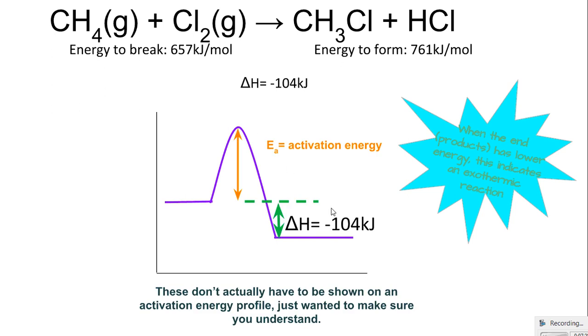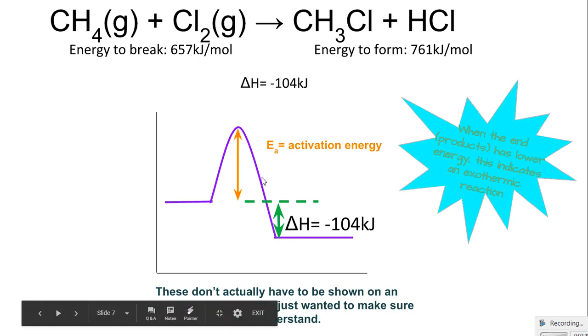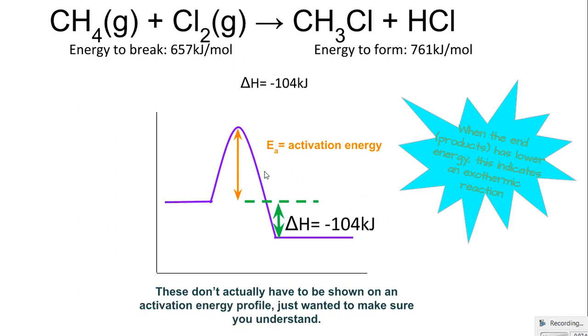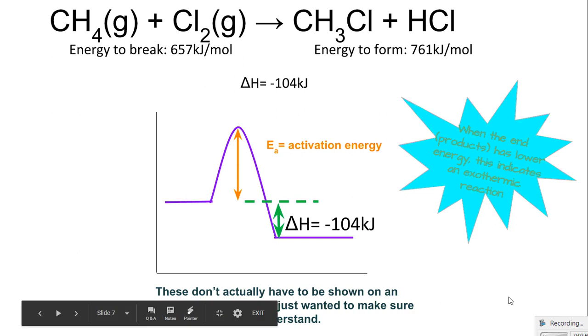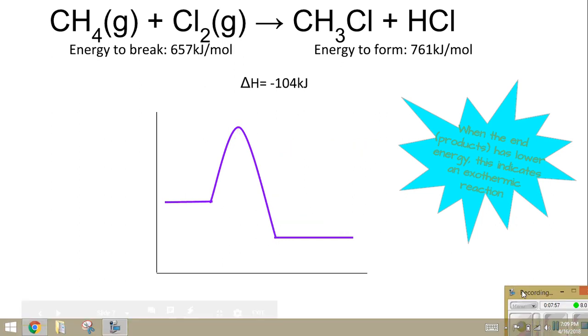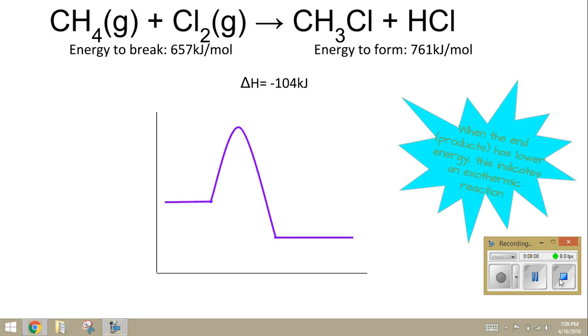So what I do want you to consider then, if we have an endothermic reaction, which means we're absorbing energy, that means our products are going to have higher energy than the reactants. So this part would actually be higher. So if you see an energy profile that looks like that, that indicates an endothermic reaction. Whenever the products are lower than the reactants, then we have that exothermic reaction occurring. Hopefully this helps you guys.